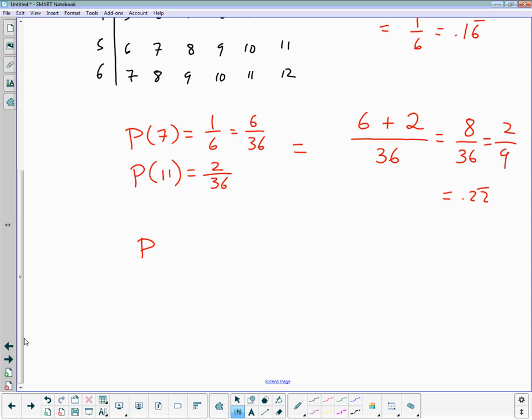That is the probability of a 7 or an 11. Okay, and this is the union symbol. We're just going to get to this in a minute. This is the union symbol. It's the probability of 7 or an 11.